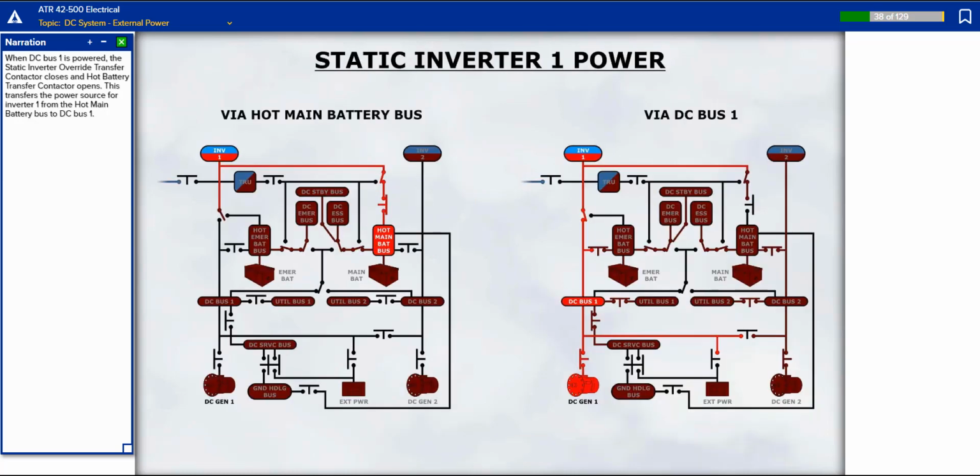When DC bus 1 is powered, the static inverter override transfer contactor closes and the hot battery transfer contactor opens. This transfers the power source for inverter 1 from the hot main battery bus to DC bus 1.